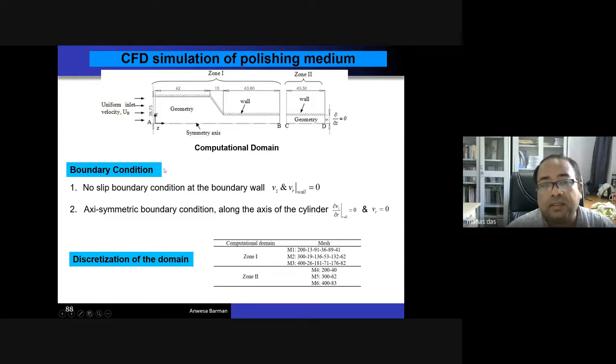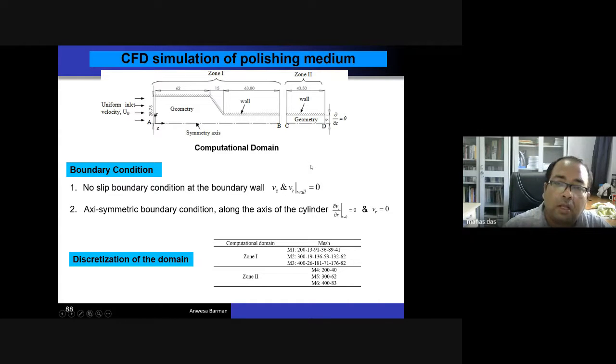We have discretized in Gambit, using different discretization schemes. So M1, M2, M3, three different discretization schemes. Along this axis we have considered 200 divisions, and quadrilateral elements. Zone 2 also, you can see in this small area, because we are applying the magnetic field here, along this we have considered 200. It is divided into 200 points, and according to the dimensions, the other areas are discretized.